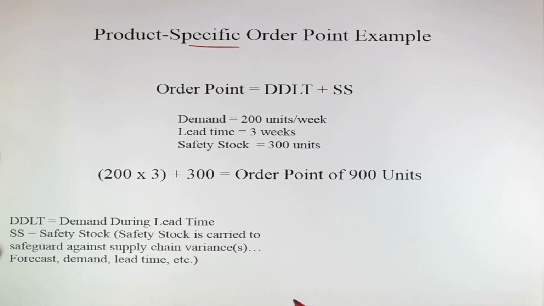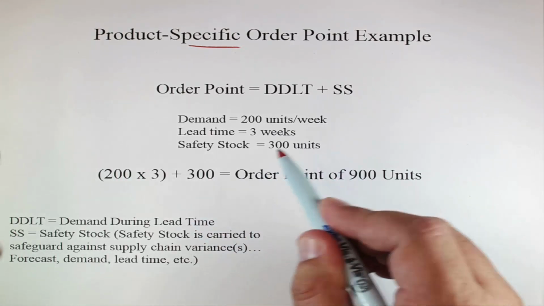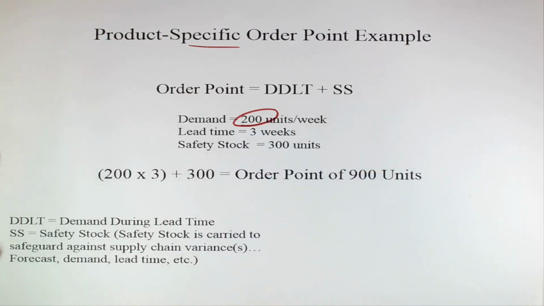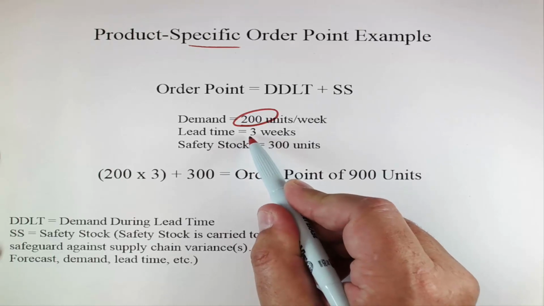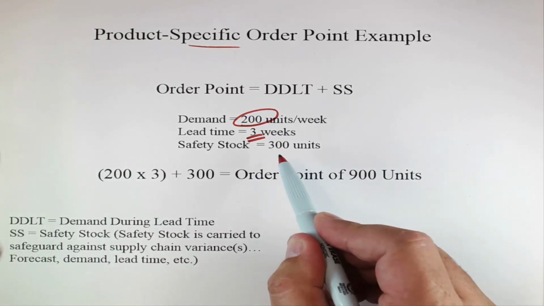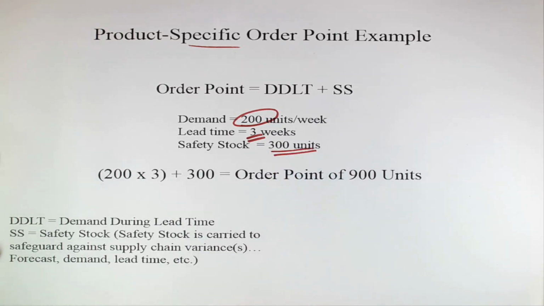So let's have a look. Demand during lead time in our basic example is 200 units per week. It could differ per week. Obviously, this is for illustrative purposes, but the point is the same. The lead time in this example is not 8 weeks, it's 3 weeks, and we have made a determination, based on the variance that we think we can anticipate and probably not anticipate in our supply chain, that we need a safety stock of 300 units.